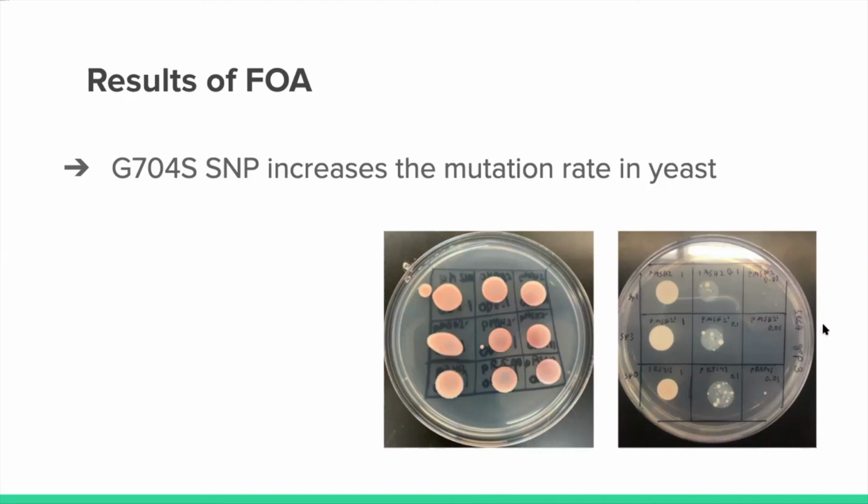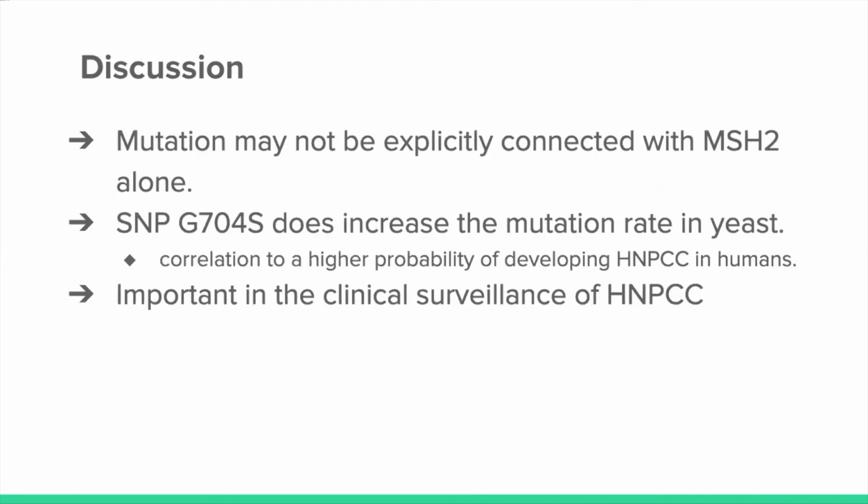And then ultimately, we found that the result of the MSH2 mutation is neither a fully functioning nor fully inactive MMR. So the results indicate that the mutation may not be explicitly connected with MSH2 alone, but rather with the entire interactions of the MMR mechanisms. The SNP G704S does increase the mutation rate in yeast, which may correlate to a higher probability of developing HNPCC in humans.